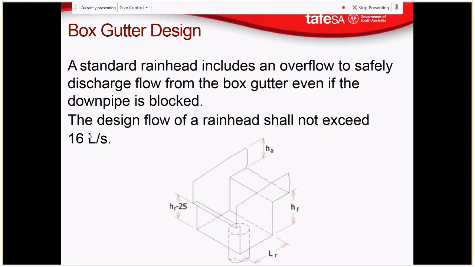This may be an important one. The design flow of a rain head shall not exceed 16 litres per second. Now you need quite a large catchment area to get that 16 litres per second, because think about it, it's a lot of water and a very big box gutter to do that. But that may be the case in industrial scenarios, like where you've got really big sheds. Then you can no longer use the code for sizing one up. You have to have an engineer specify what size.